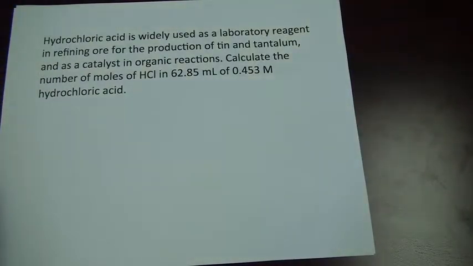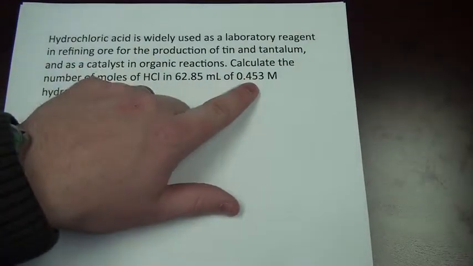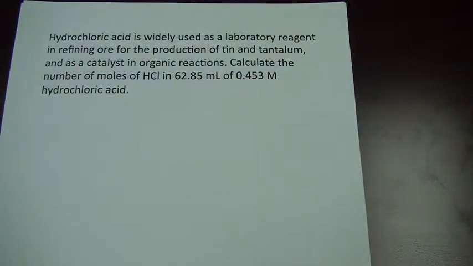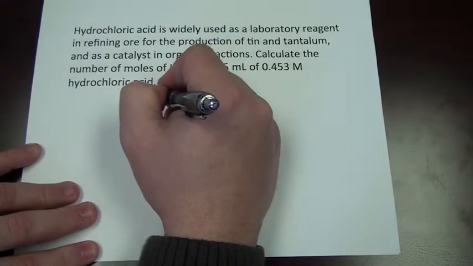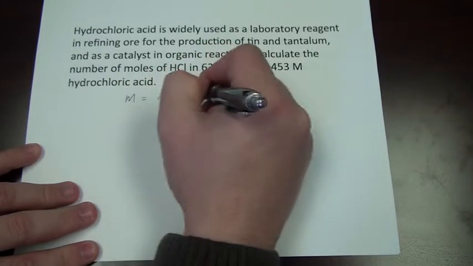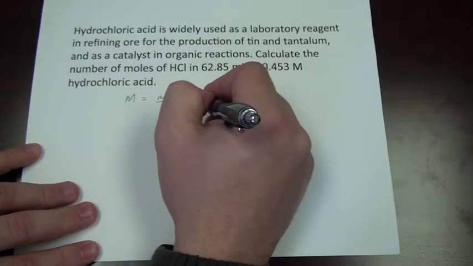All right, another one. Hydrochloric acid is widely used as a laboratory reagent in refining ore for the production of tin and thallium, and as a catalyst in organic reactions. Calculate the number of moles of HCl in 62.85 milliliters of a 0.453 molar HCl solution. Again, molar is going to be the moles of solute, in this case HCl, per liter of solution.